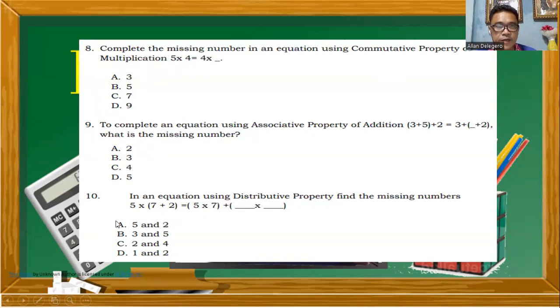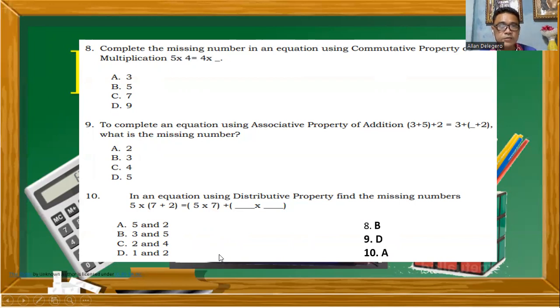And number 10, in an equation using distributive property, find the missing numbers. 5 times 7 plus 2 equals 5 times 7 plus blank times blank. A, 5 and 2. B, 3 and 5. C, 2 and 4. D, 1 and 2.